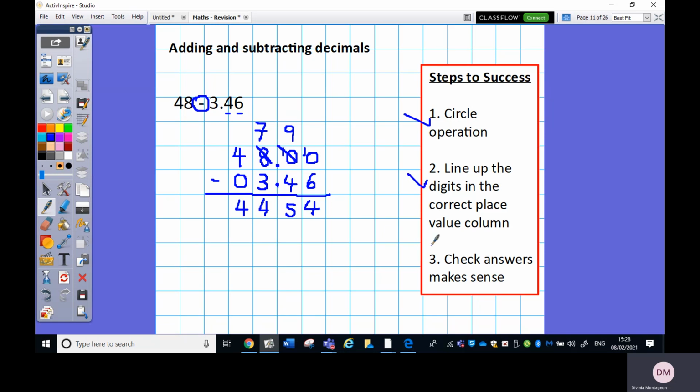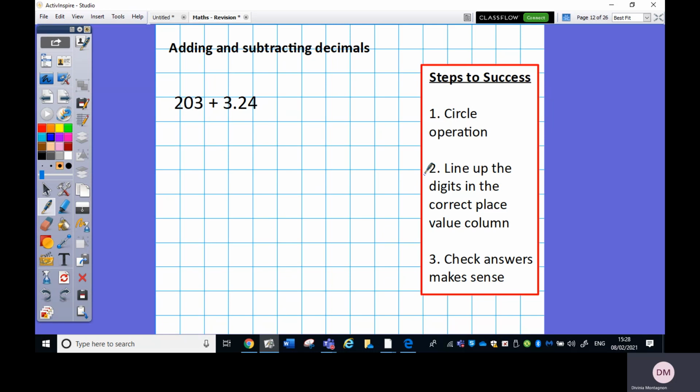Okay, so let's see if my answers make sense. I started with 48, but I have 4,454. What do I need to do? Good. So I need to make sure that my decimal is in line with the other decimals. And now it makes sense. It's less than 48, 44.54. That makes sense. Great.